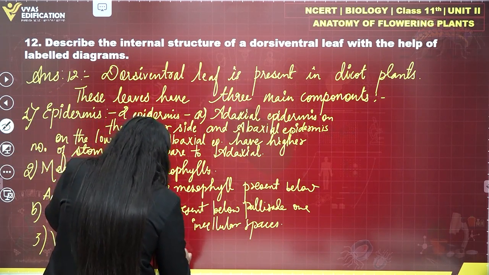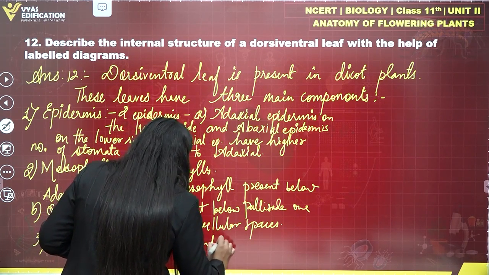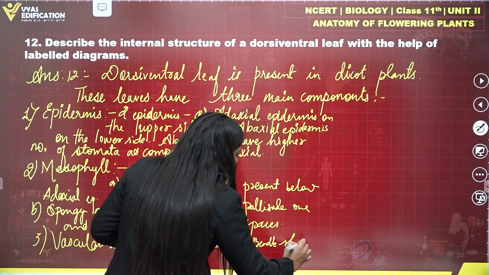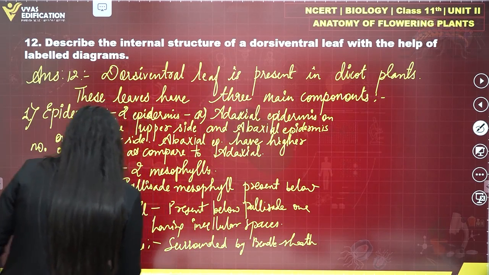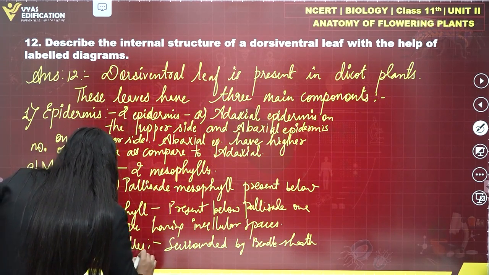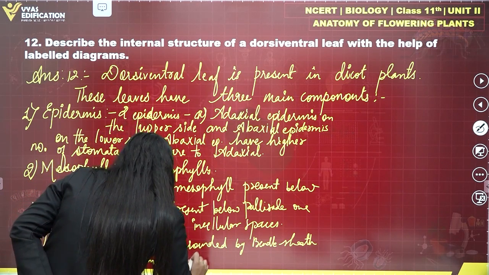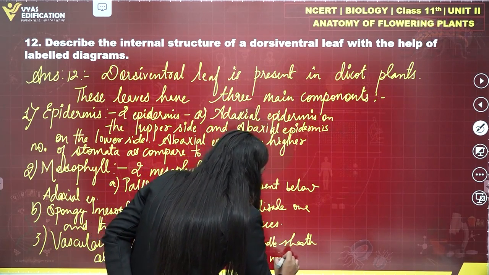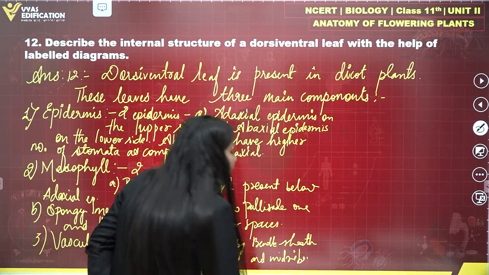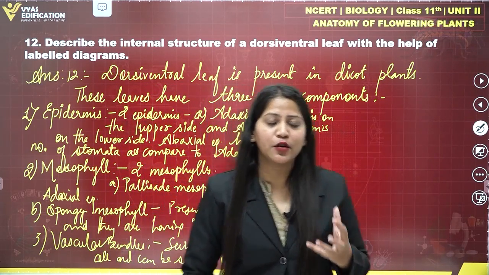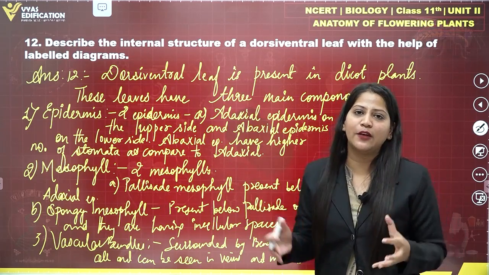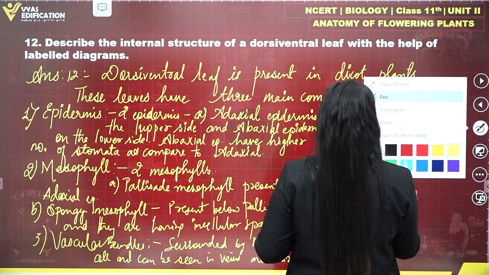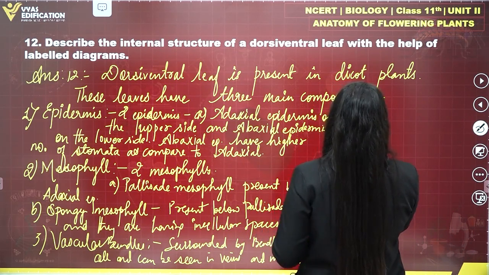These are surrounded by bundle sheath cells and can be seen in veins and midribs of leaves. So this is the description of the internal structure of a dorsiventral leaf. Now we are going to draw the diagram of this leaf. So let's try to draw the diagram.